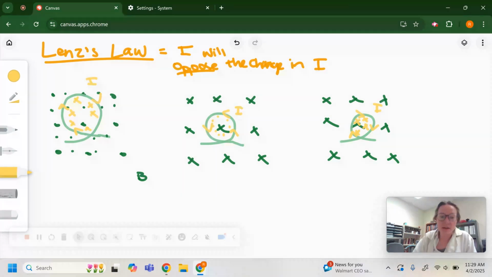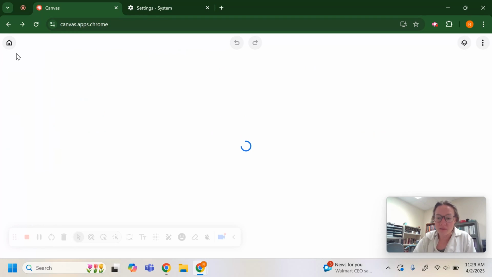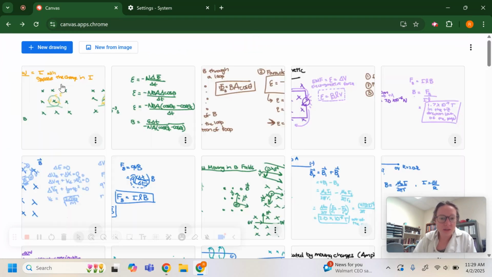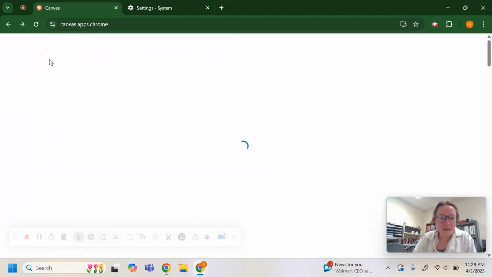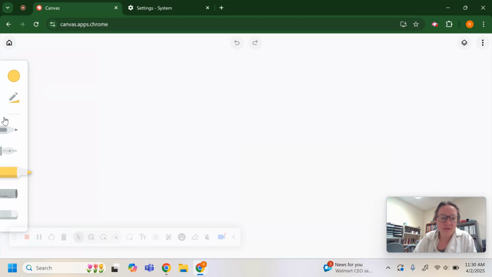Okay, let's try one more. Actually, I have a lot more, but I'm going to try a few more. Here we go. Okay, new drawing. Ah, yes, and that is the bell. A new drawing.